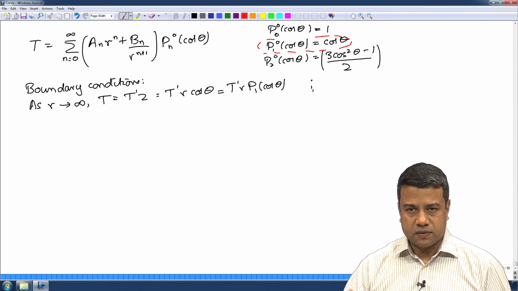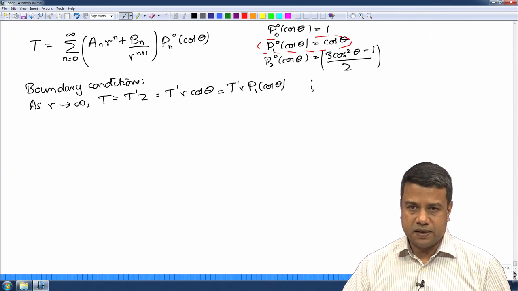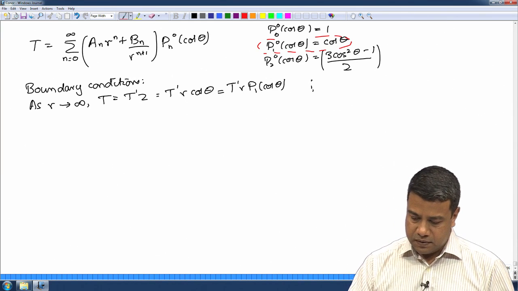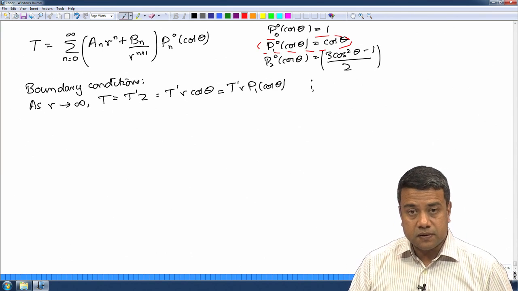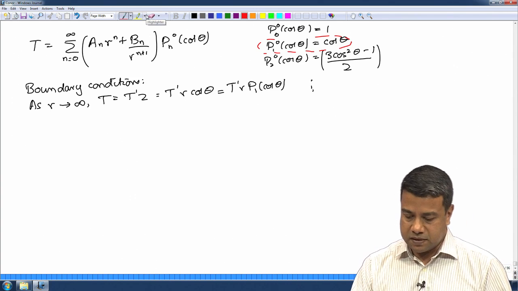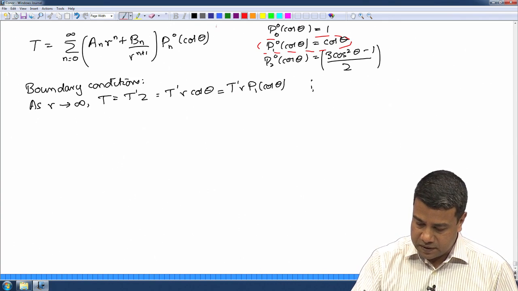P2 and P3 and so on, you can extend the series by solving that equation by a series solution. So, therefore, as r goes to infinity, the driving term, the inhomogeneous term, is of the form P1 of cos theta.